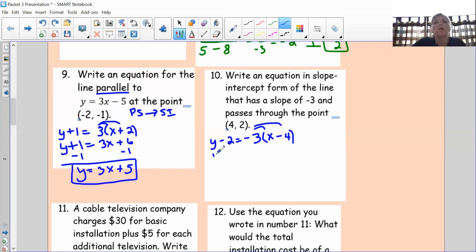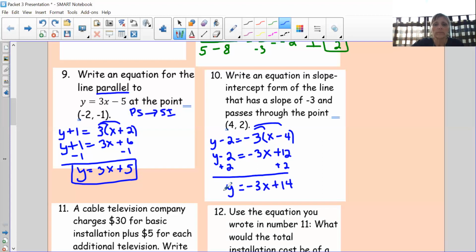So pretty easy. Y minus 2, -3 times x is -3x, and -3 times -4 is +12. Okay, we're going to add away this 2 because we only want y on that side. Okay, and final answer is y equals -3x. These are the same signs, so I'm going to add, so it's +14. And we're going to box in that answer, and that is it.